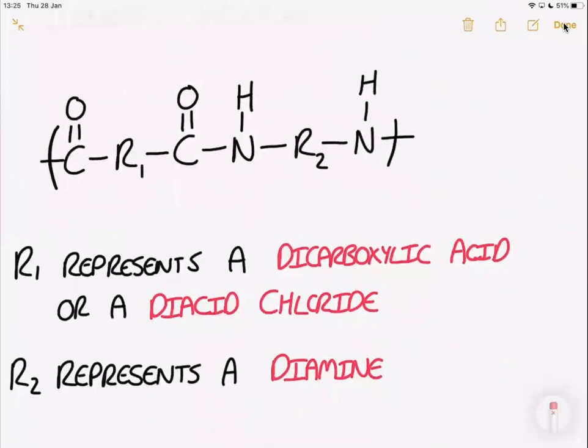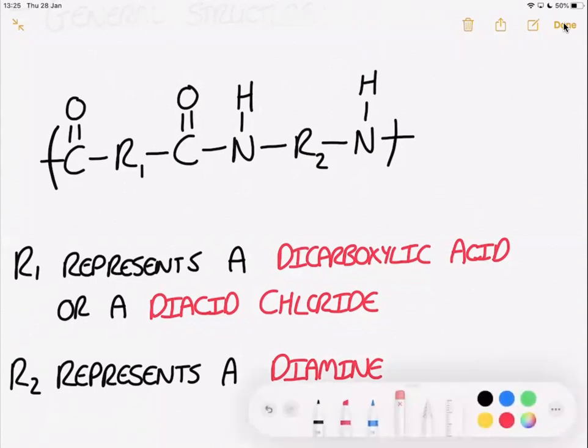So, R1 is obviously going to be some carbon atoms, but the point is that that section represents two possibilities. It could either be something called a dicarboxylic acid or a diacid chloride. And we're familiar with both those functional groups from the carbonyl group topic. R2 represents a diamine, which is basically just something that's got an amino group at both ends.